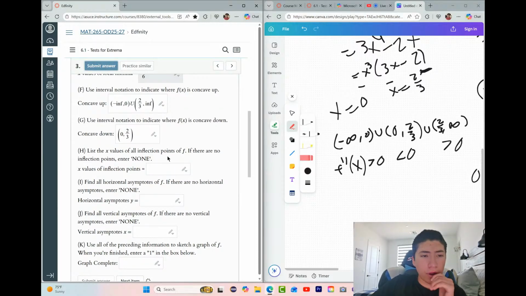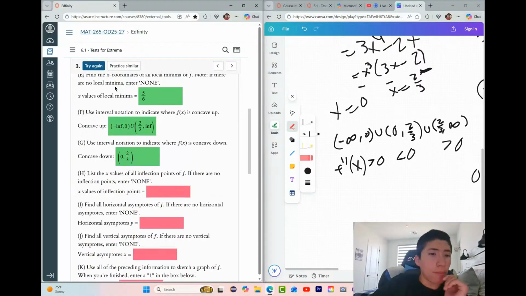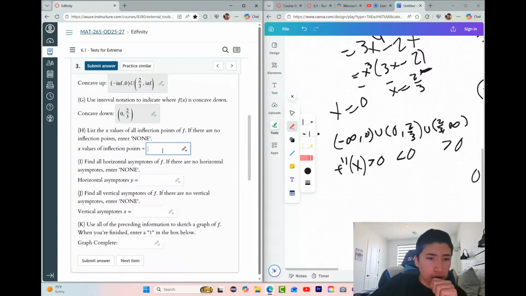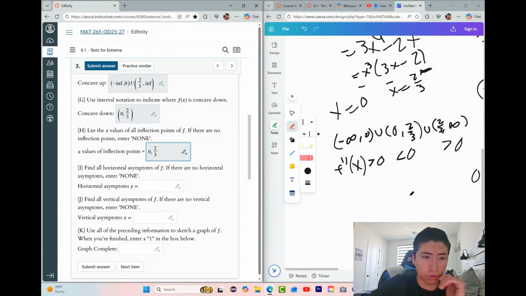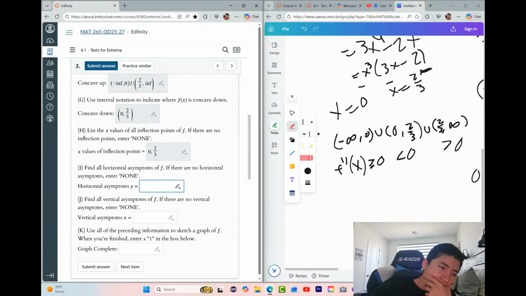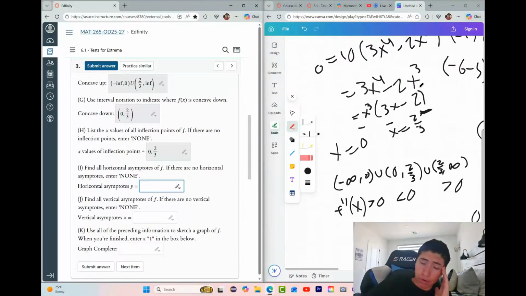And this is correct? Perfect, yeah. So the inflection points, easy. Now here it looks like the sign changes from positive to negative, then from negative to positive. So yeah, we have 0 and 2/3. Now horizontal asymptotes. Gotcha. Where's our second derivative? Right here.